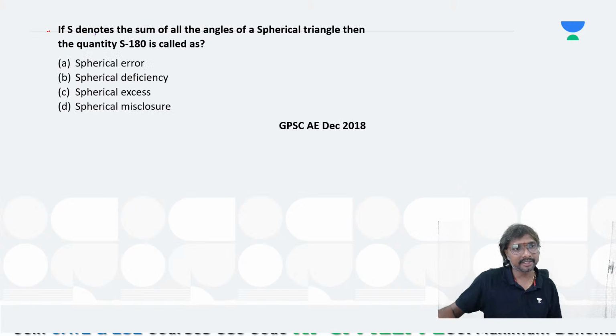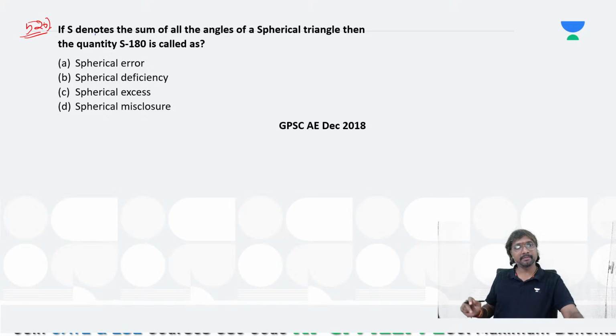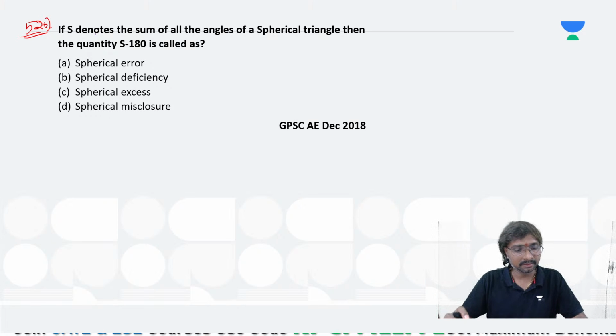Now 520. Select the answer for this question, everyone. So this is the last question on field astronomy. After that we'll be going for RS, GIS and GPS. Tomorrow the minor instruments will be discussed, and with that the surveying state PSC PYQs will be over.